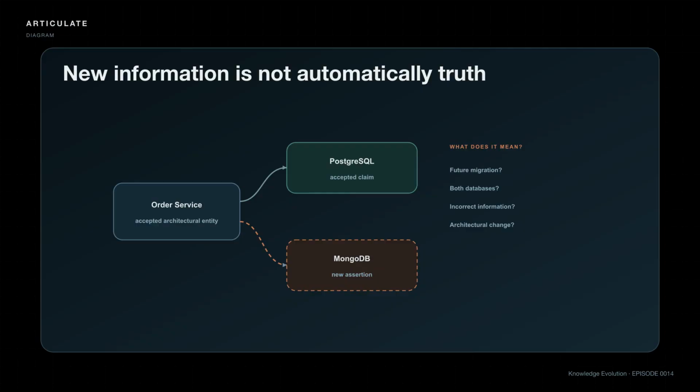It can't simply replace Postgres with Mongo. Perhaps Mongo describes a future migration. Perhaps the service currently uses both. Perhaps the new information is wrong. Or perhaps Postgres was correct 6 months ago and Mongo is correct today. And that's an important distinction. New information isn't automatically new truth. It has to be understood in the context of what Articulate already knows.